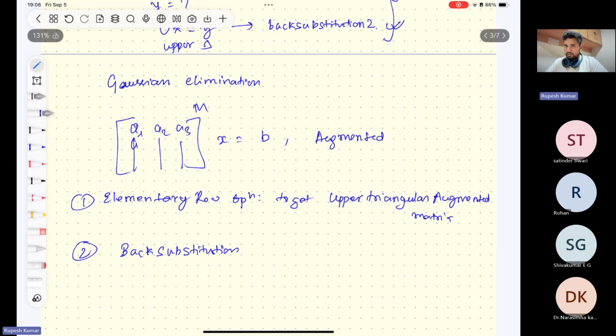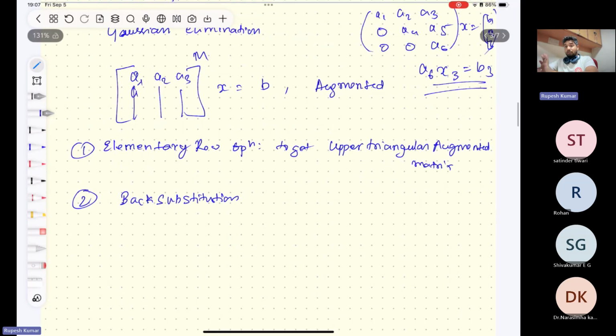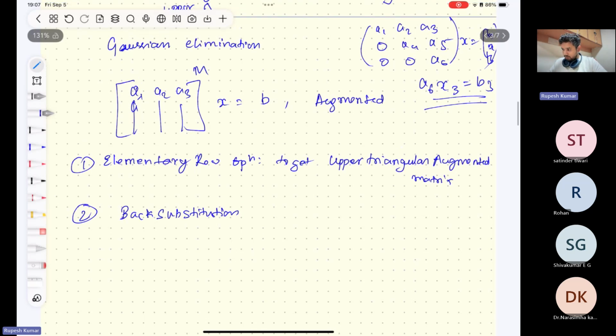I don't need to get into the details that the matrix will look like A1, A2, A3, let's say, and then 0, A4, A5, then 0, 0, A6, times x equals b1, b2, b3. From here, A6 times x3 is essentially b3. So you are just simply doing back substitution, which is very fast. You don't need to think of anything here.